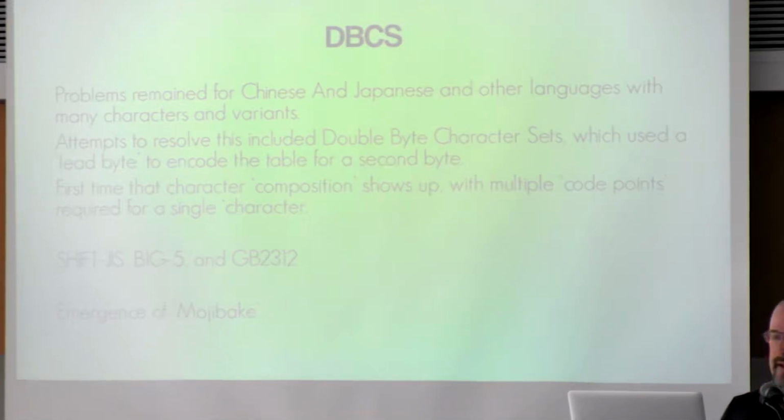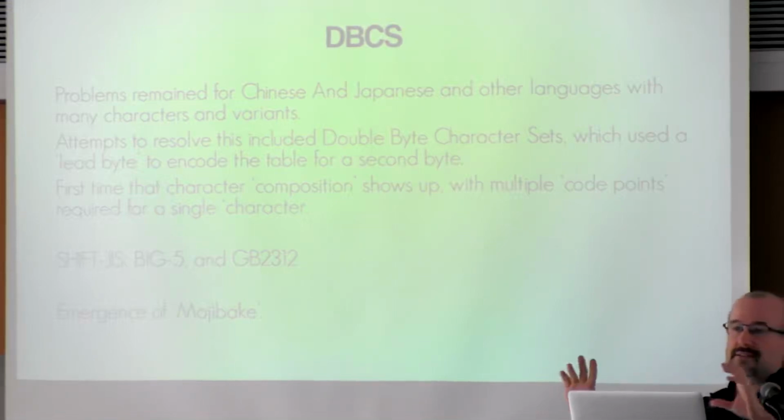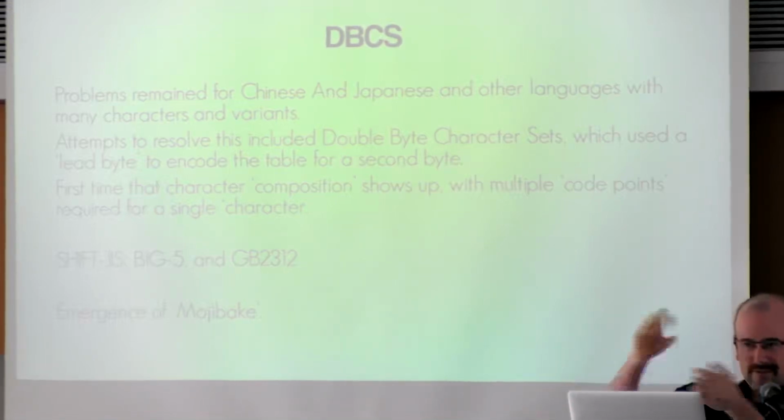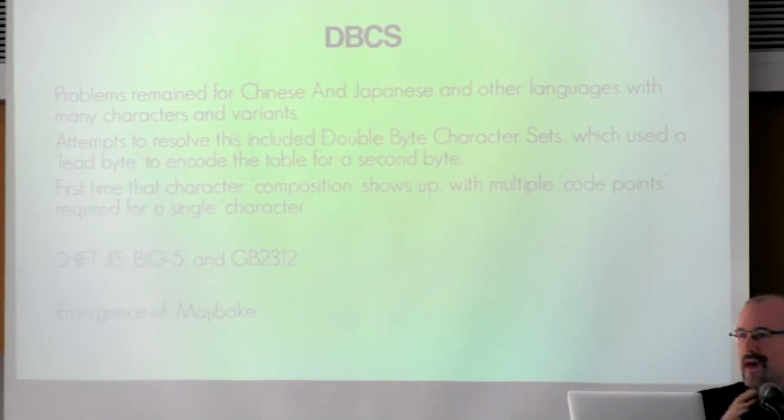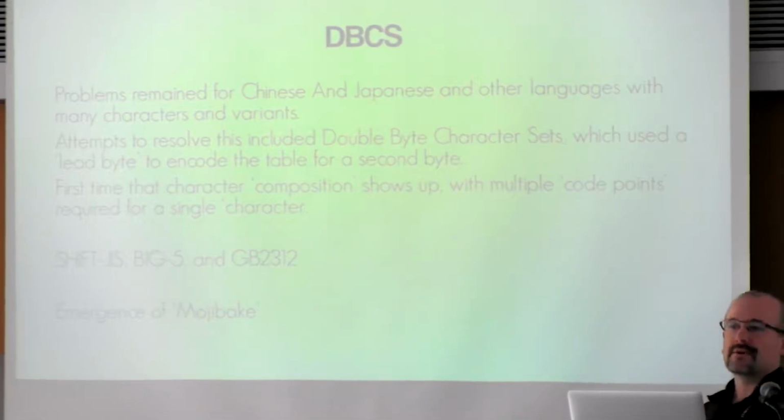The emergence of Mojibake. Mojibake is slang for what happens when you interpret something in the wrong code page. You have double-width character sets, where you have maybe some Chinese phrase, and you interpret it as ASCII, and all of a sudden it's garbage, because you really don't have a way of determining from the byte stream itself what code page should be used to interpret it. There's no obvious way to do that.